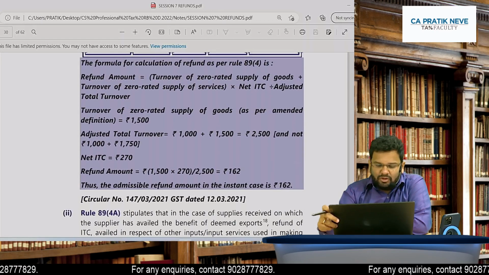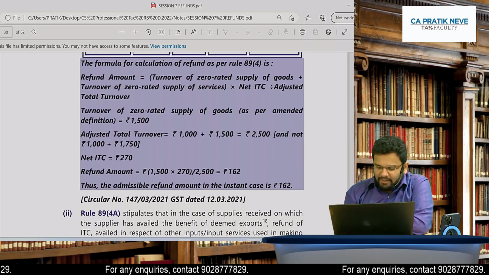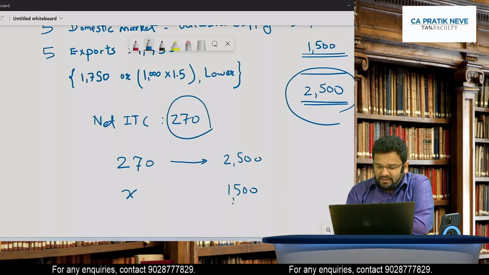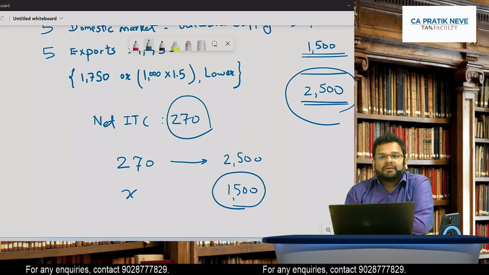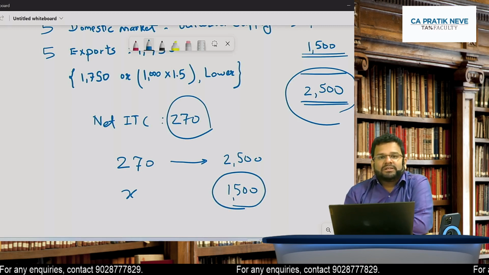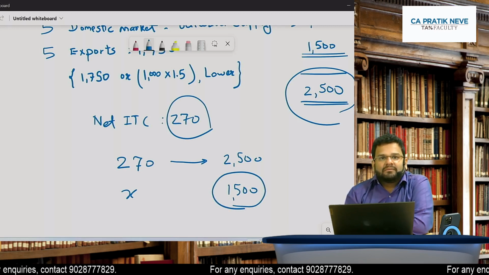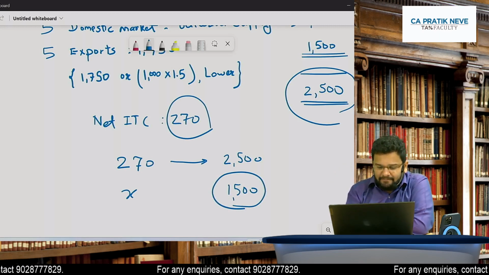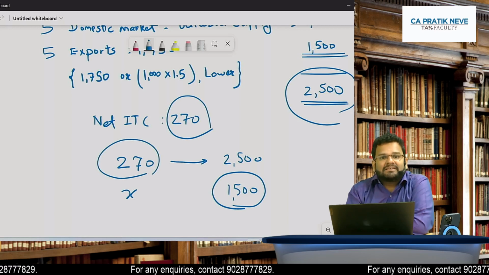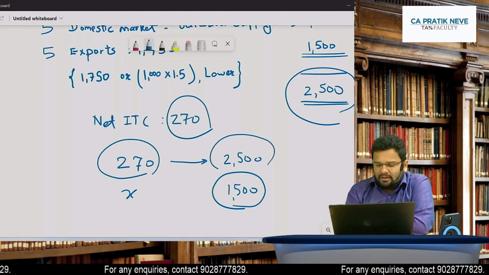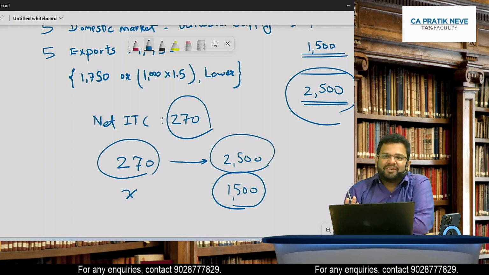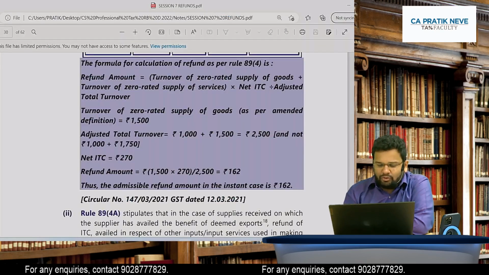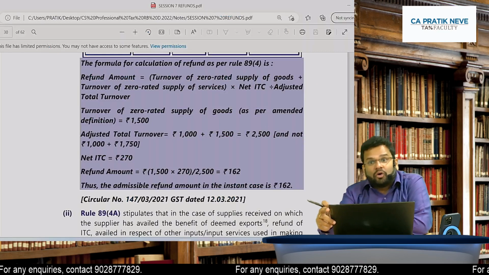Yes, very good, you have got it. And literally we have applied this formula, nothing difficult. We did 1500, means zero rated supply, correct, or export you can say, multiplied by 270 which is net ITC, divided by total adjusted turnover. We did literally this. So I have told you logic also, I have told you formula also, we have gone through an example also.